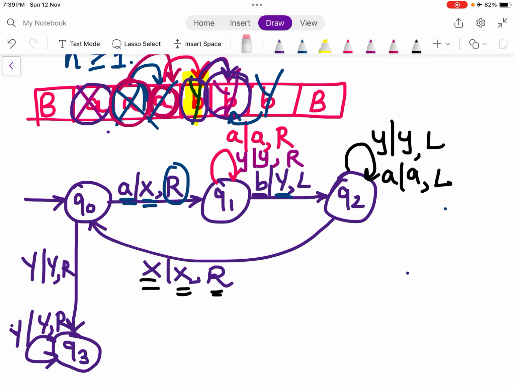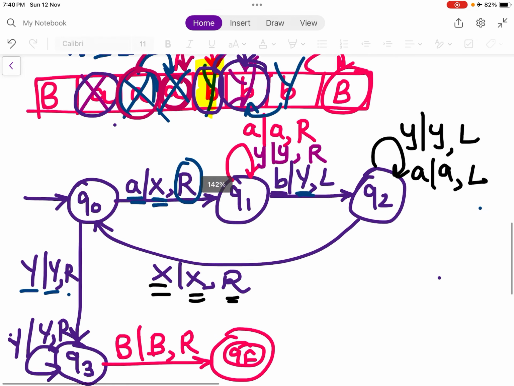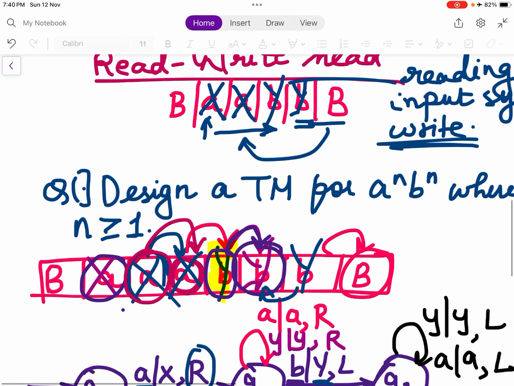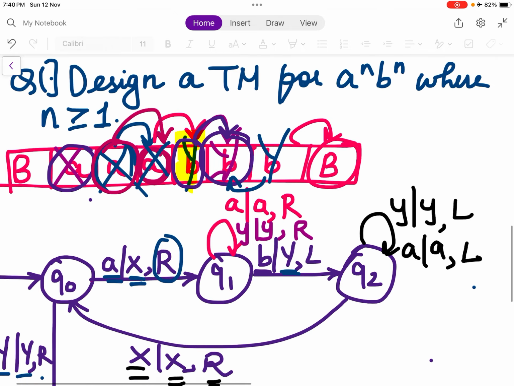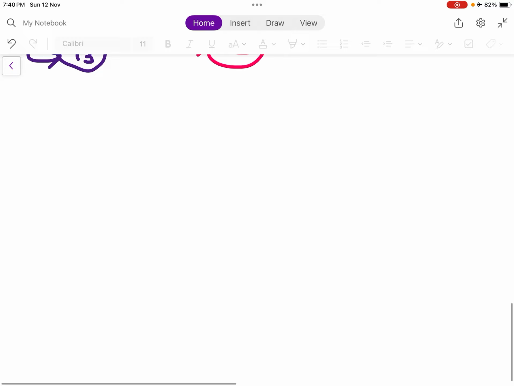Now when you go in the right direction, you see a Y. Keep that Y as it is and go right. Keep the Y as it is and go right. Then you see a blank character. When you see a blank character, keep the blank as it is and go in whichever direction you want, right or left, it does not matter. Why? Because you have reached your final state. Your Q final state has been reached. So this is the way we solve a question on Turing machine.